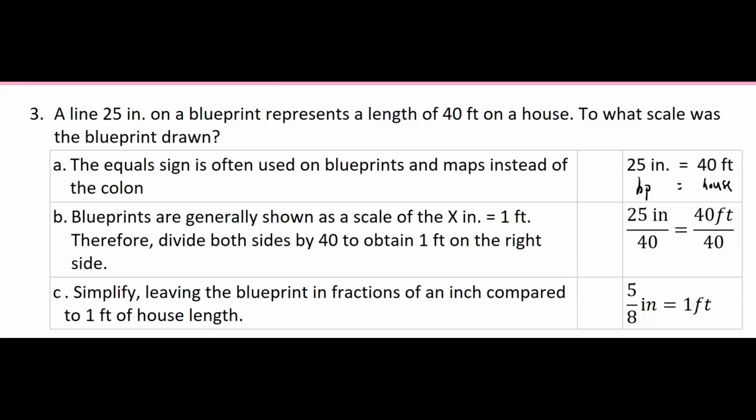And so we want to write this so that it is something in inches equal to 1 foot. Blueprints are generally shown as a scale of x inches equals 1 foot. Therefore, divide both sides by 40 to obtain 1 foot on the right side. So you will see division by 40 here, so that cancels to a 1. And 25 over 40 reduces to 5/8. So 5/8 of an inch on the blueprint is equal to 1 foot on the house, and that would be the scale.